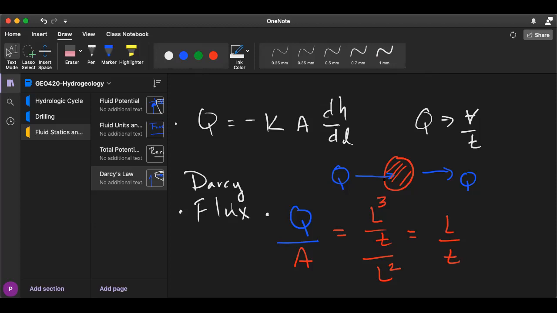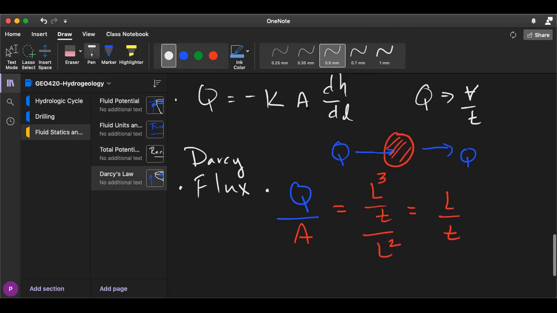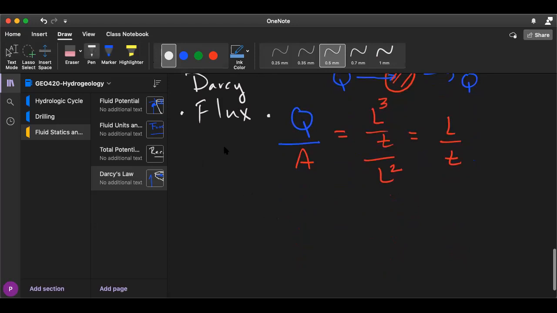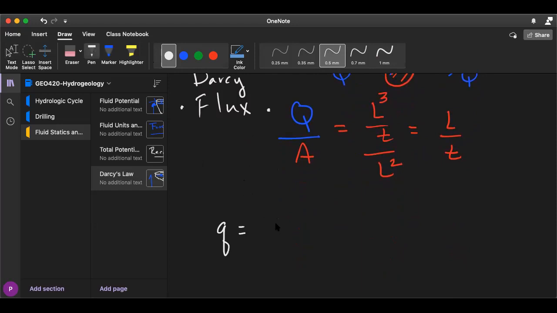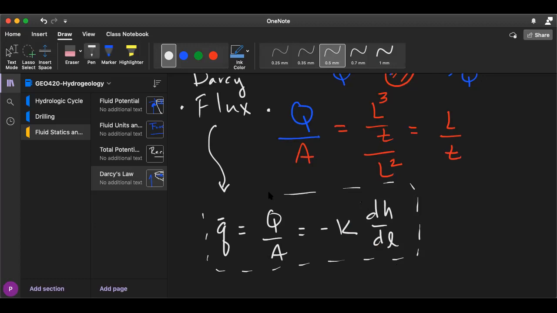So I can rewrite Darcy's law here by dividing by the area. Q over A is equal to negative K dH/dL. So I've just divided by A, and this little q here is my Darcy flux. All right, it's equal to my discharge per unit area. And now I've gotten rid of the A, essentially. I've hidden it in little q. And I can write Darcy's law as q is equal to negative K dH/dL, all right?